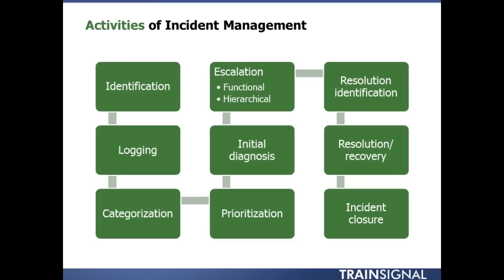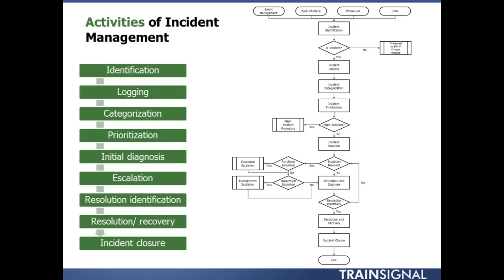The activities of the incident management process are as follows. We must first identify the incident, log it, and categorize it so we understand what's gone wrong. We then have to prioritize it, diagnose it, may require to escalate either functionally or hierarchically, identify a resolution, apply the resolution and recovery technique, and then close the incident. This can be seen in the following flowchart.